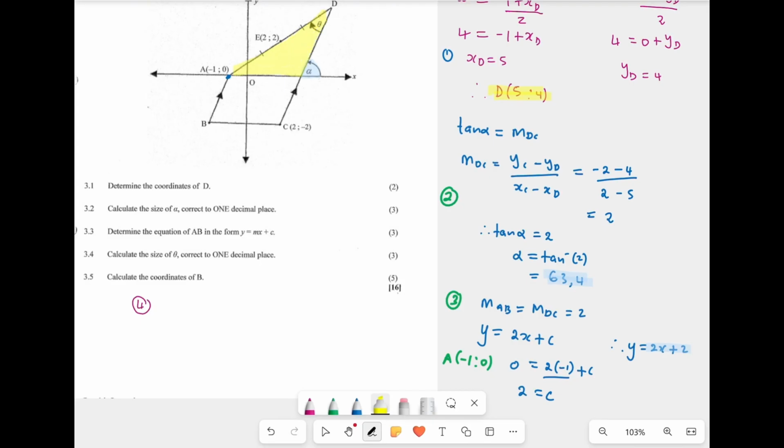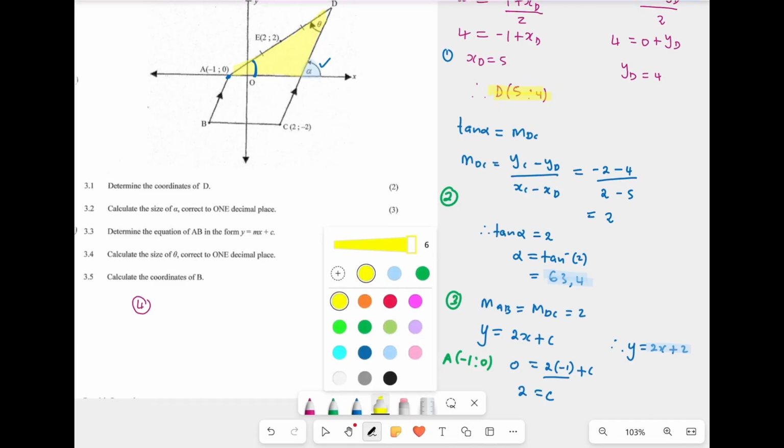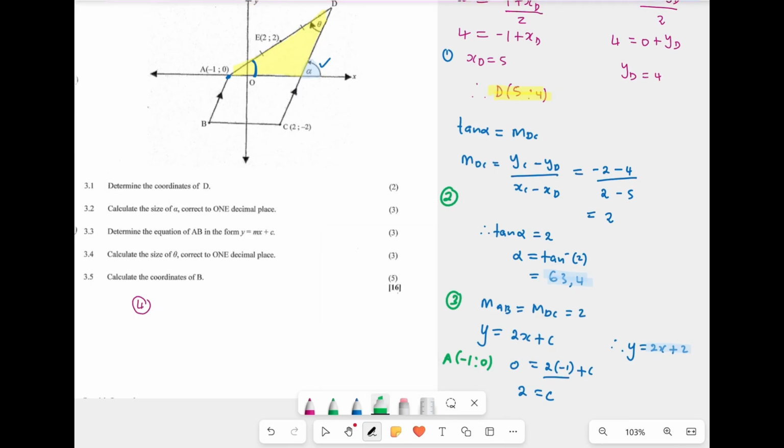So if angle theta is in this triangle, we already have angle alpha. If we can find this angle, which is angle DAO, then we can use the exterior angle of a triangle, because this plus that is equal to angle alpha. So, exterior angle of a triangle.